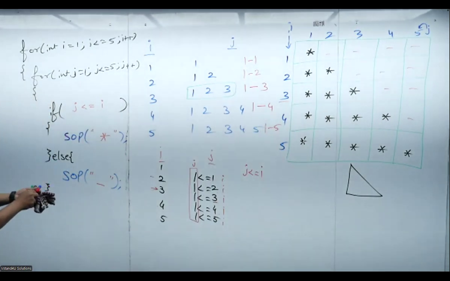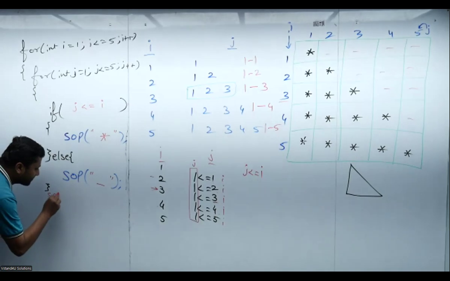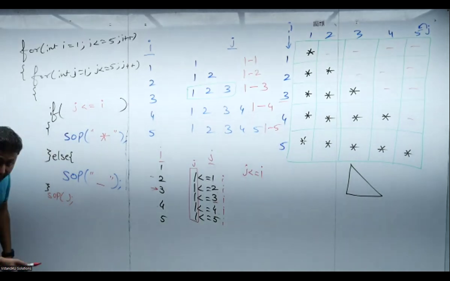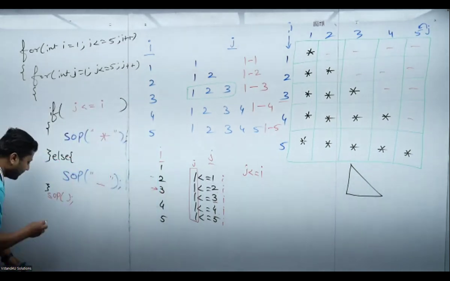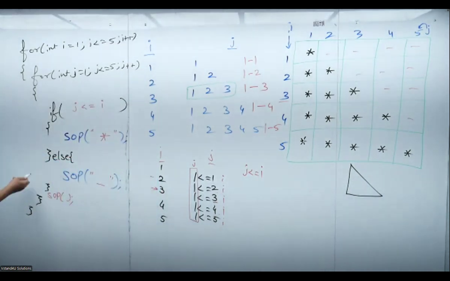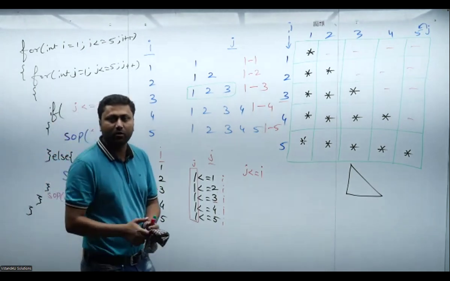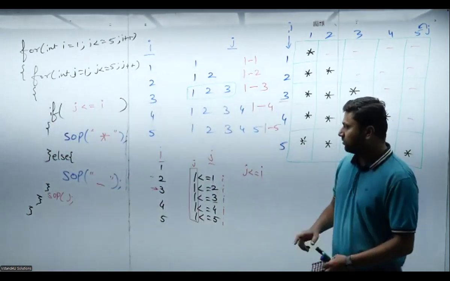Once you are done with all this, ensure one more SOP comes. Why? New line. Agree? Once this is done, don't forget to close both the loops. Shall I start the dry run now?